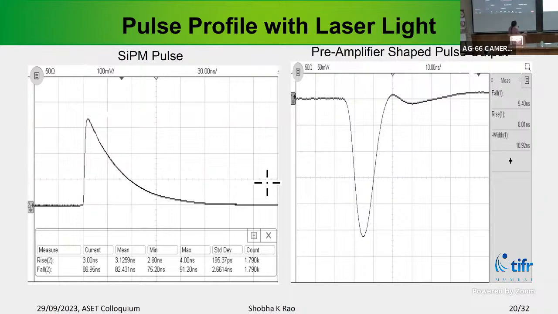And this is a typical SiPM pulse, which has a long tail. To overcome this problem with the long tail, we have shaped the pulse by using pole zero cancellation. The more you bring down the pulse width, the more the signal to noise ratio increases. So we have achieved around 20 nanoseconds, because our lifetime itself is around 8 nanoseconds here.